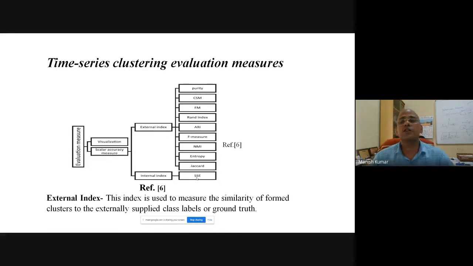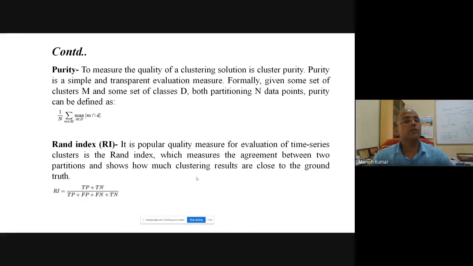These are some clustering evaluation measures where you can make use of purity, then we have Rand index, F measures, entropy, Jaccard, SSE, and all. I think we are going beyond our time limit. So purity can be defined in some sort of mathematical term.